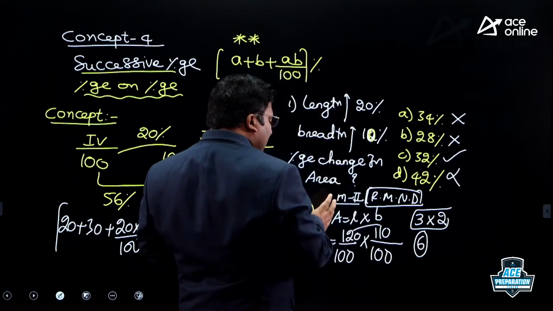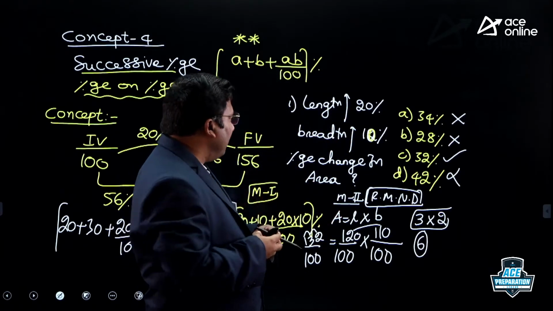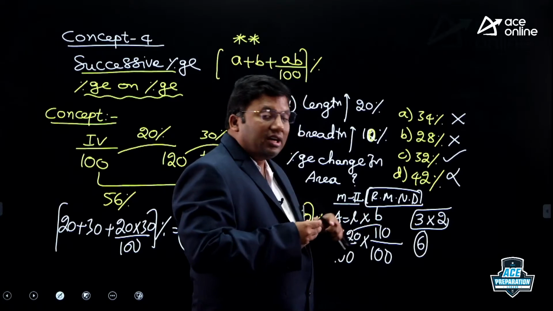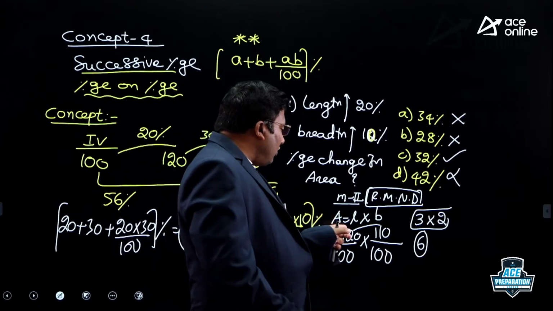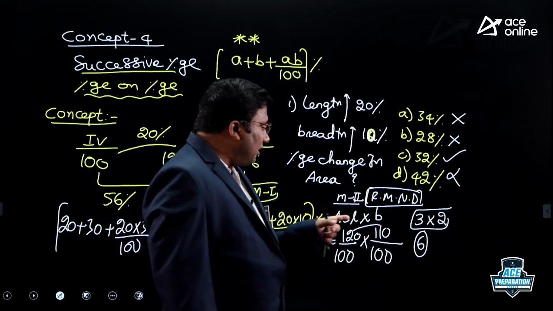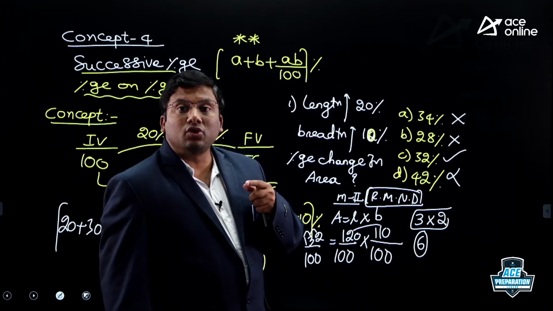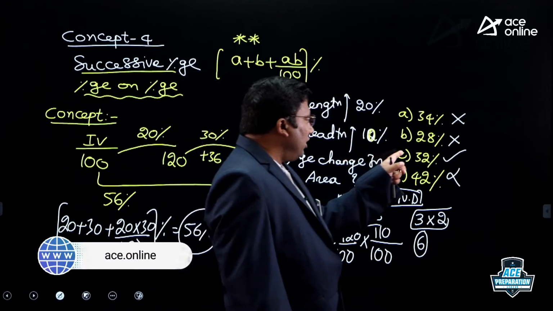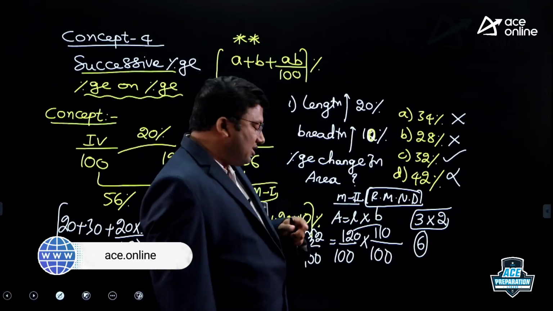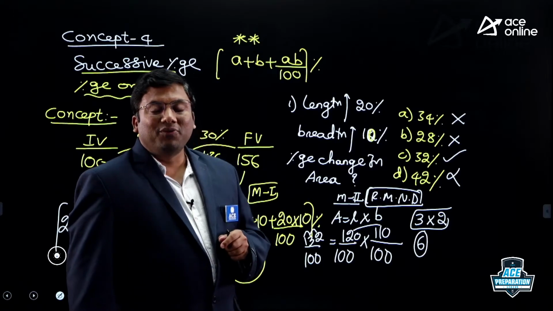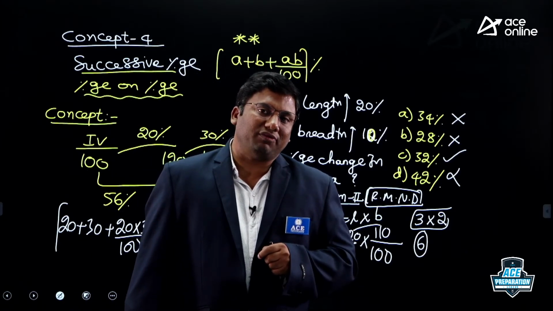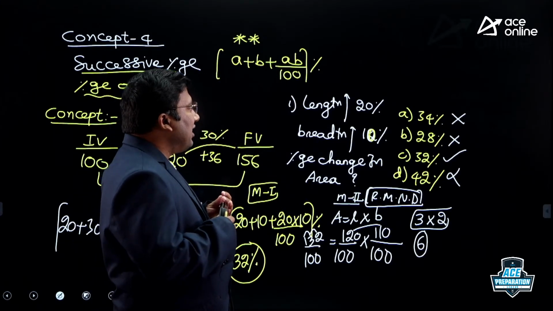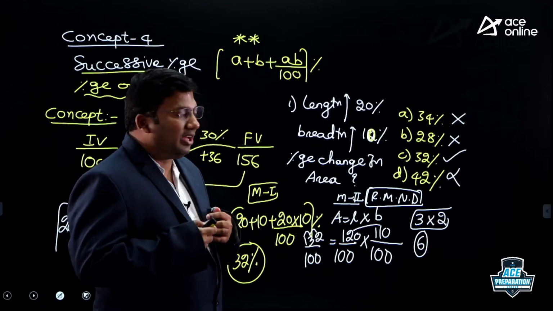Again see here. Length is increased by 20%, so on 100 it becomes 120. Breadth is increased by 10%, so on 100 it becomes 110. 120 digital sum is 3. 110 digital sum is 2. 3 times 2 is 6. Answer, digital sum should be 6. On 100, a 32 increase makes 132. What is the digital sum? 3 plus 1 is 4, 4 plus 2 is 6. Is the idea clear? Slowly you will understand the beauty of this concept.